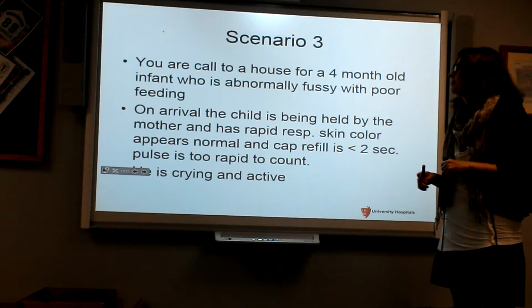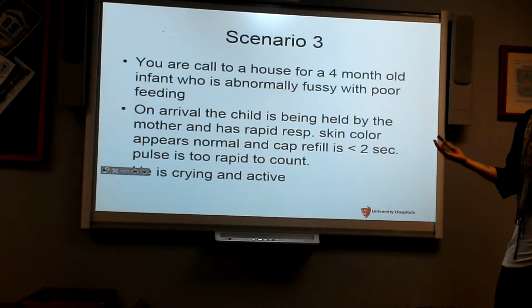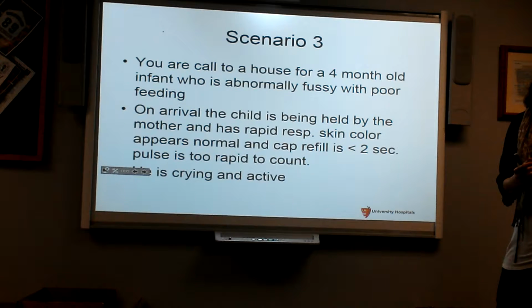So scenario 3, you get called to the house for a 4-month-old infant who is abnormally fussy with poor feeding. On arrival, the child is being held by the mother, has a rapid respiratory rate, skin color is good, cap refill's good, it's less than 2 seconds, pulse is too fast to count, baby's crying and active. Best sound in the ER is a crying baby, unlimited oxygen. So right now we've got a little bit of time to figure out what's going on.